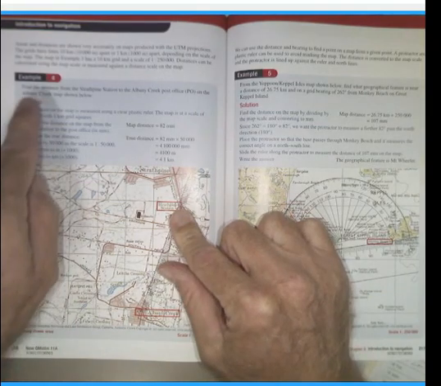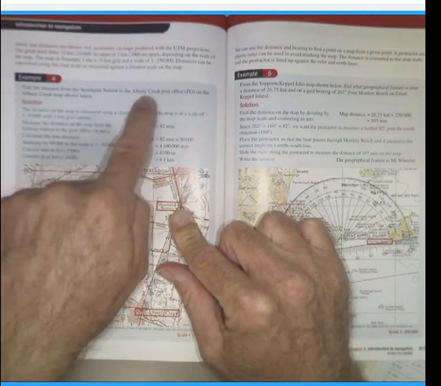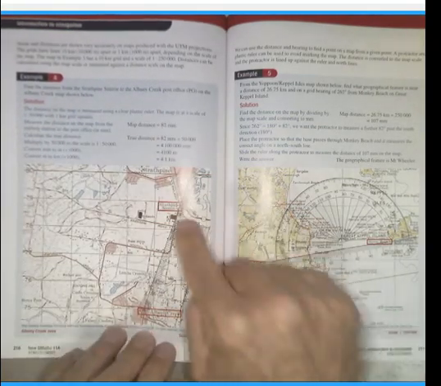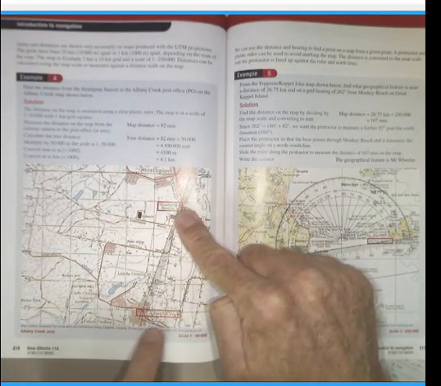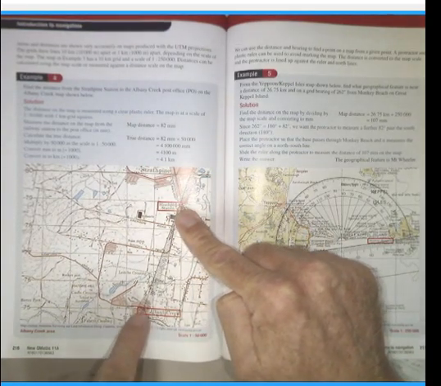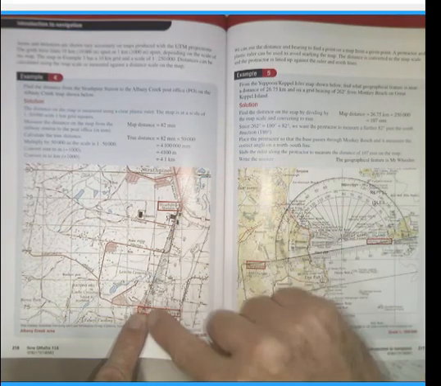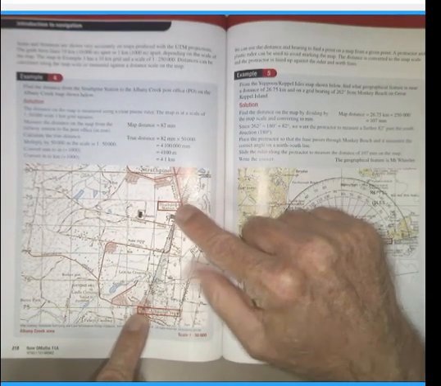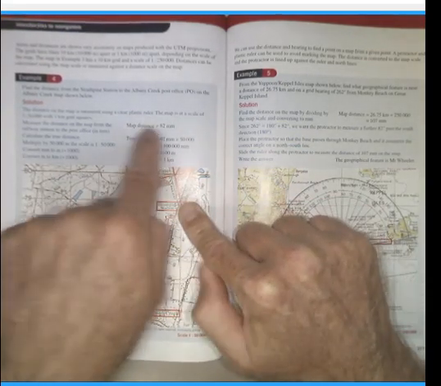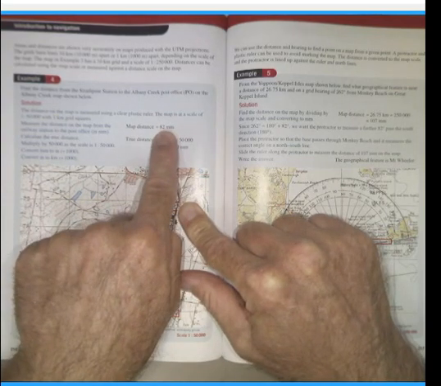Now the question says, find the distance from Strathpine to Albany Creek. So here's the Strathpine station, here's the Albany Creek post office. They've been marked in for you. So you get your ruler out and you measure it. And from the ruler you can see here that on the map it's a distance of 82 millimeters.